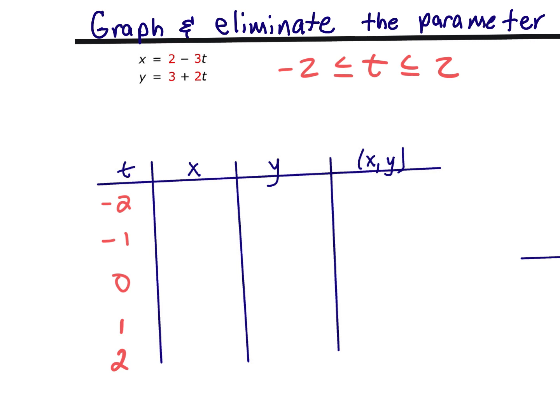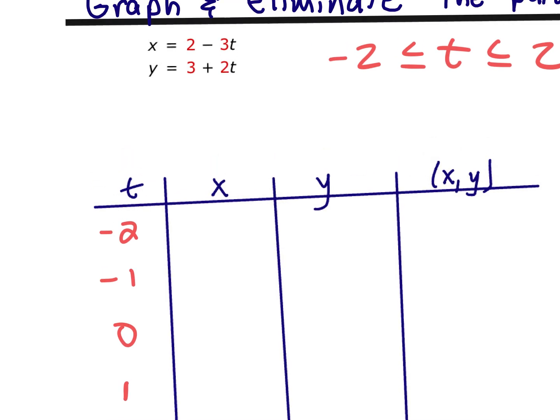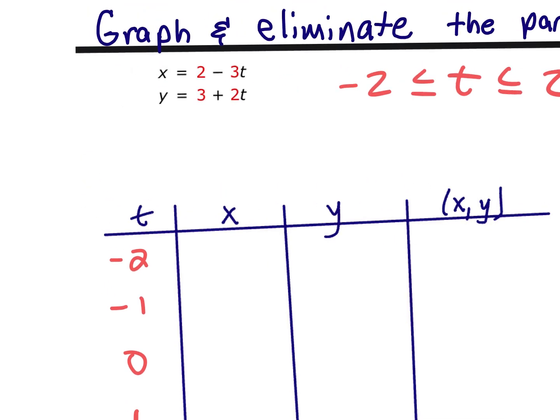So you take 2 and you plug it into each equation. You take 1, you plug it into each equation. You take -2, whatever the number is, you plug it in. So I'm going to take -2 and plug it into the x equation for t. So 2 minus 3 times -2. What's 2 minus 3 times -2? This becomes 2 plus 6, which is 8. So your x value here is 8.